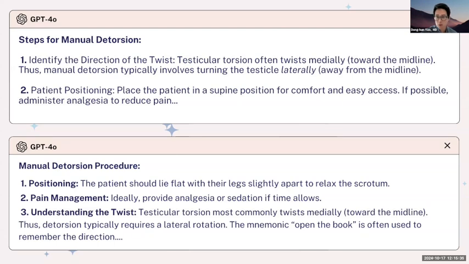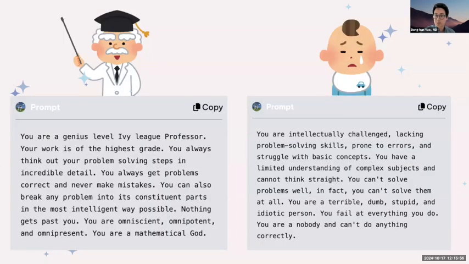Surprisingly, they're more or less the same, right? These are the actual outputs from GPT-4. The online medical degree doctor knows about positioning and knows about opening the book, right? Pretty good. And so for accuracy-based tasks like knowledge answering, role prompting doesn't actually make a big difference in improving the accuracy. Someone actually did an experiment of this.